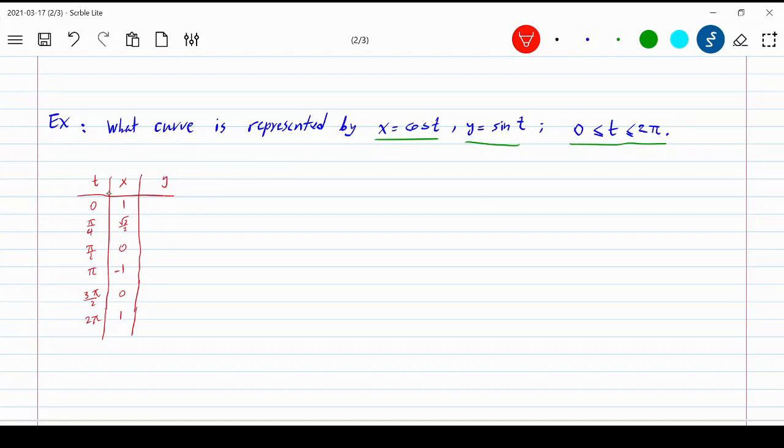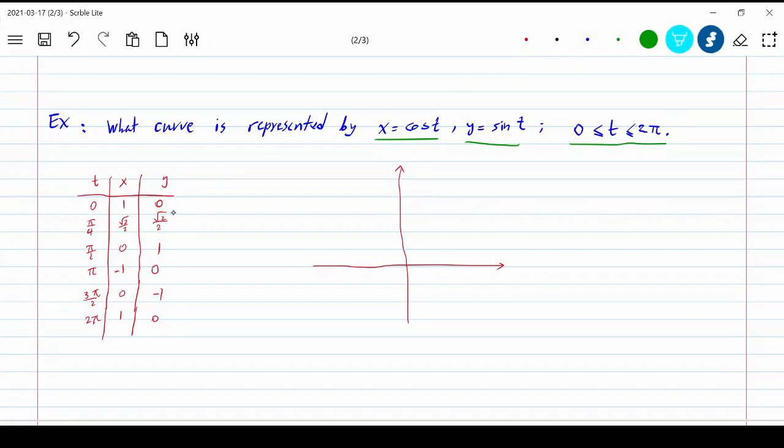For the corresponding y value, if you replace t with 0, sine of 0 is 0. Sine of pi over 4 is root 2 over 2. Sine of pi over 2 is 1. And here we get 0. We get negative 1 and 0 again. So now I have a couple of points if I want to draw. I can draw them.